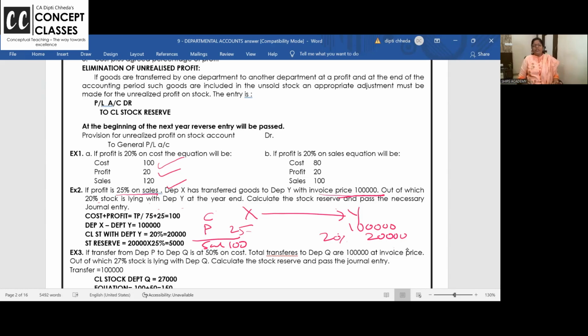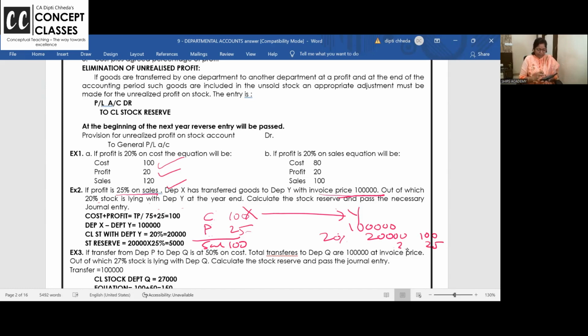This equation making that I am teaching you will be used everywhere in branch and department for you. So now here cost plus profit is sales. Here they say 25% on sales is the profit. Let the cost be how much? 100. Correct for all of you. Now the cost is 100, profit is 25, sales is 125. Now my 20,000 goods are lying with you at invoice price 100, in that 25% is the profit. Do it.